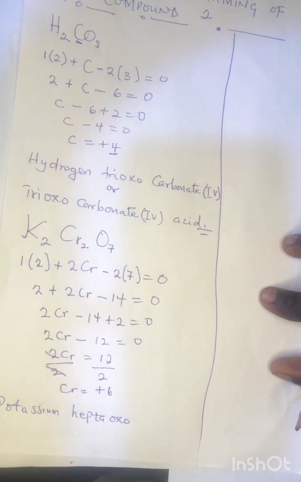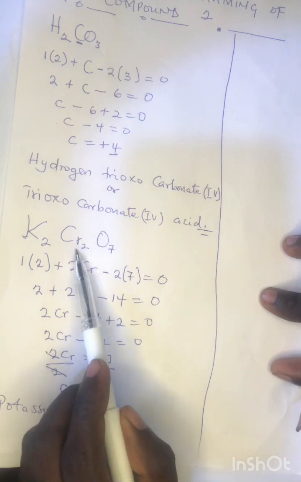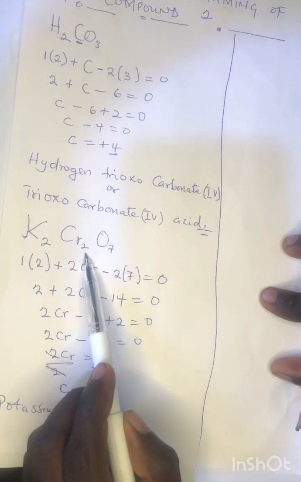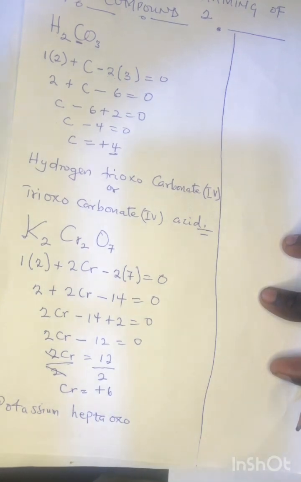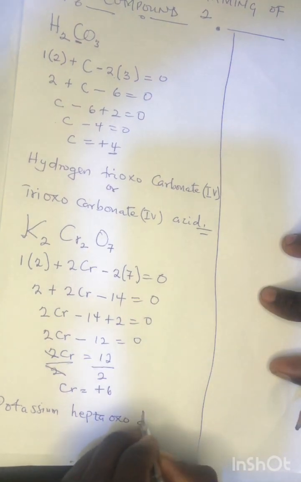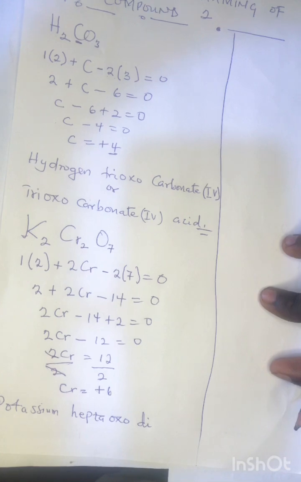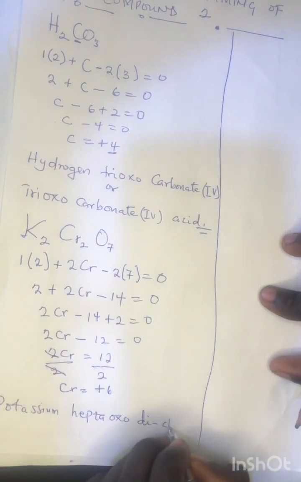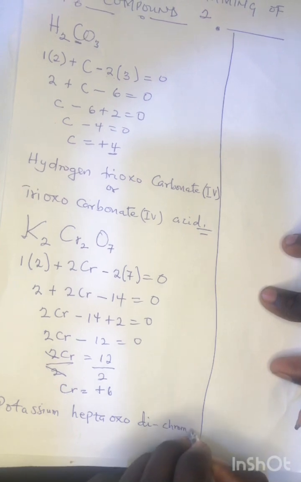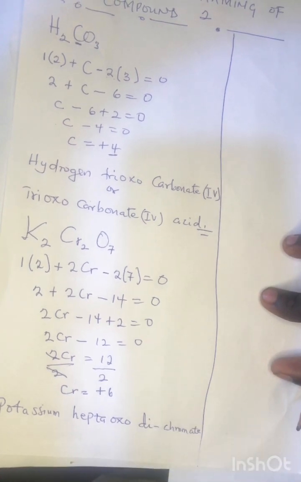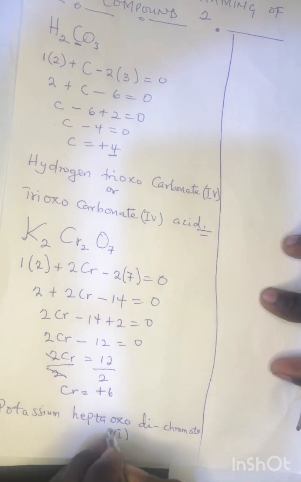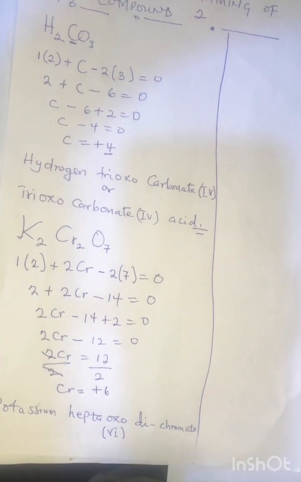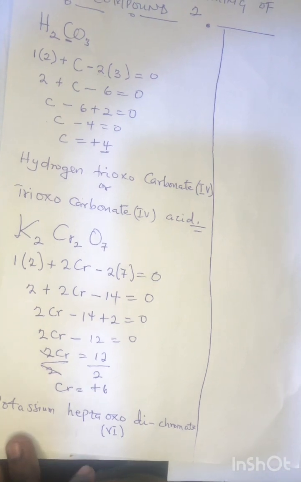Potassium hepta oxo. Now the 2 here, the Cr here is 2. So therefore we need to write it the way it is. So it tends to di. So potassium hepta oxo di. Don't forget, dichromate. So dichromate 6. Just put it in a bracket. So this is potassium heptaoxo dichromate 6.